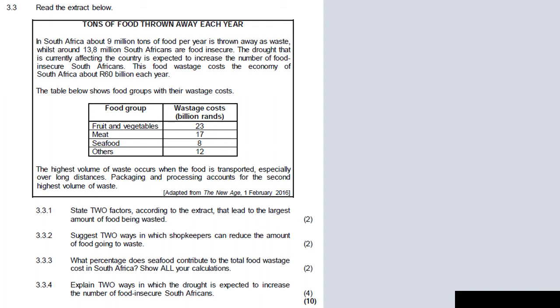3.3.1. State 2 factors, according to the extract, that lead to the largest amount of food being wasted. 3.3.2. Suggest 2 ways in which shopkeepers can reduce the amount of food going to waste. 3.3.3. What percentage does seafood contribute to the total food wastage cost in South Africa? Show all your calculations. And 3.3.4. Explain 2 ways in which the drought is expected to increase the number of food insecure South Africans.